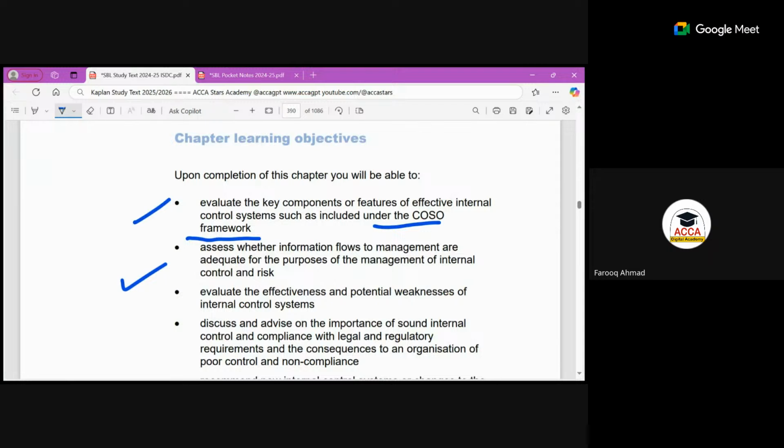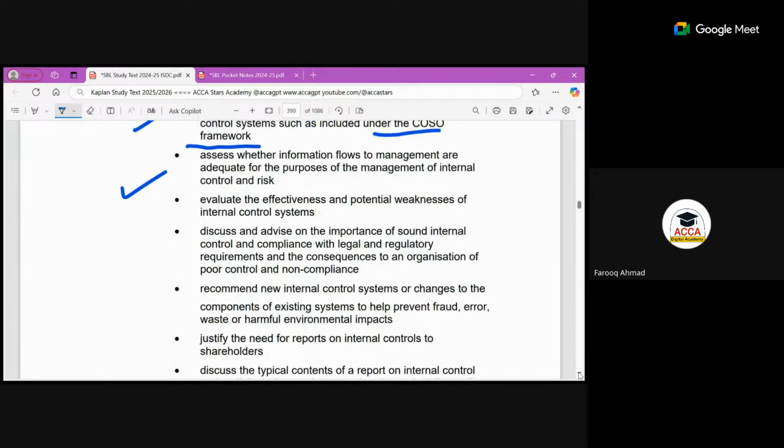Assess whether information flowing to management is adequate for the purpose of managing internal control and risk. Whatever information is flowing to management, does it have complete, authentic information? If a CFO is presenting information to the chairman, is the backup of this information adequate and does it fulfill the purpose for the management of the internal control system? You have to take care about the authenticity and the legal acceptance of this information. So all these things will be in place.